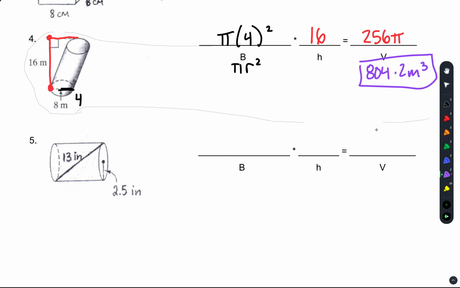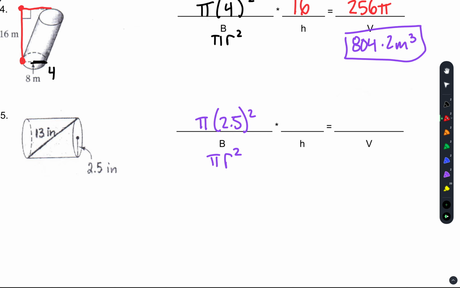Number 5, same deal. It's a cylinder, pi r squared times h. The radius is 2.5, so pi times 2.5 squared. And then the height, here's the tricky part. Again, I'm not talking about the slant height. I don't care about the slant height. There is no slant height for prisms and for cylinders. What I care about is the distance from base to base. So I don't want to see you call the height 5 because that's the distance from the bottom to the top. I don't want to see you call the height 13 because that's slanted. The height is this distance right here.